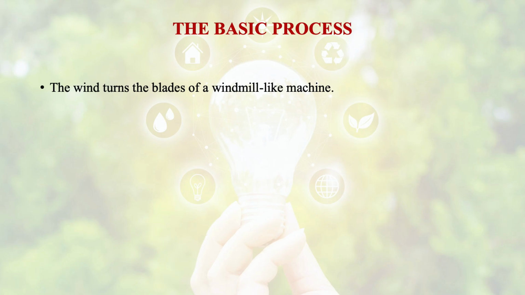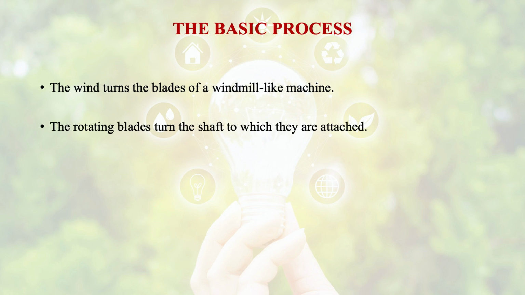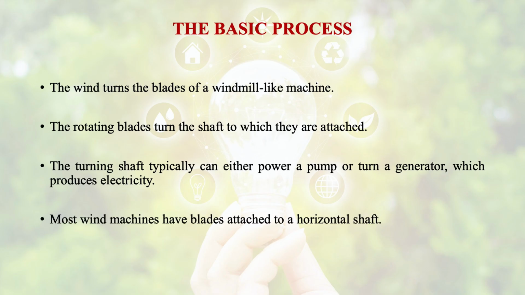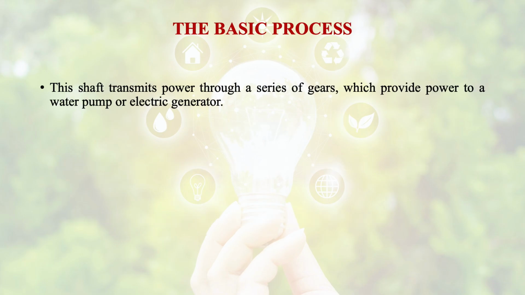Now, if we talk about the basic process, the wind turns the blades of a windmill-like machine. The rotating blade turns the shaft to which they are attached, and the turning shaft typically can either power a pump or turn a generator which produces electricity. Mostly, wind machines have blades attached to a horizontal shaft that transmits power through a series of gears which provide power to a water pump or electric generator. These are called horizontal axis wind turbines.